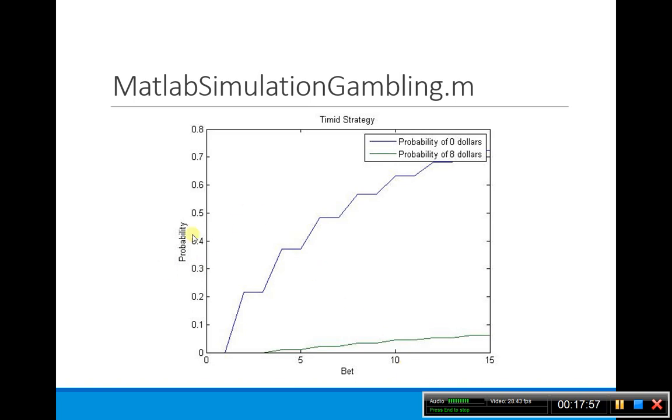Okay, so now this is the probability. So after each bet, what's the probability that I'm going to absorb to $0 or $8? I have more likelihood of either being at one place or the other place. So this just plots the change in probabilities.